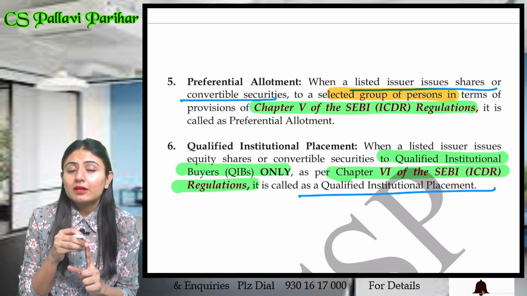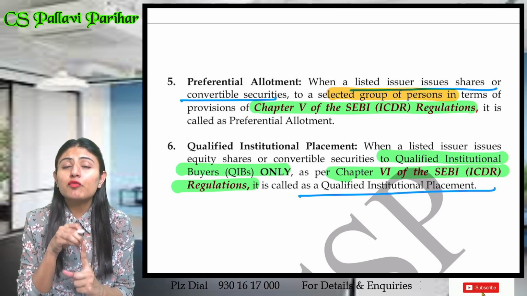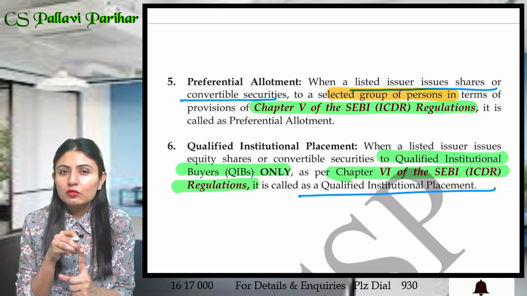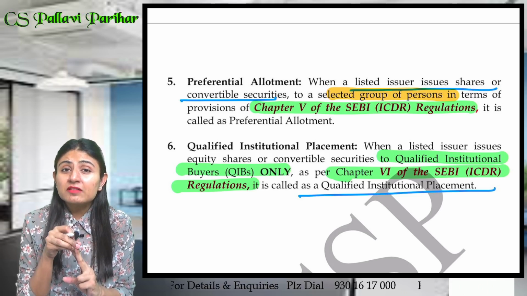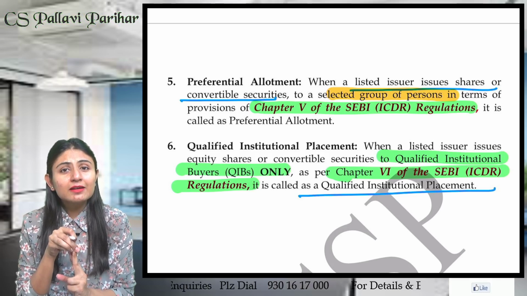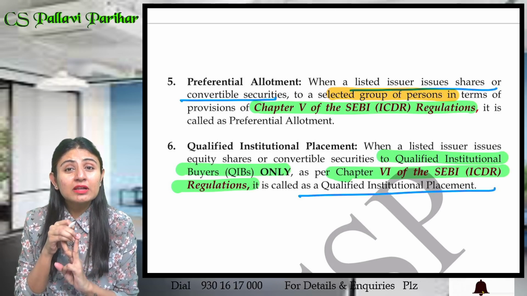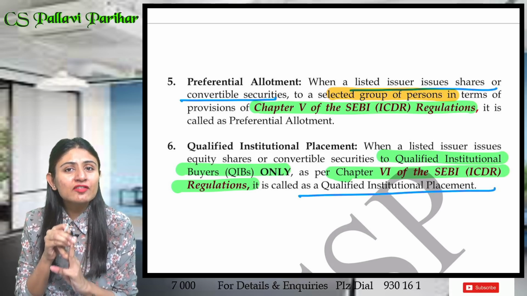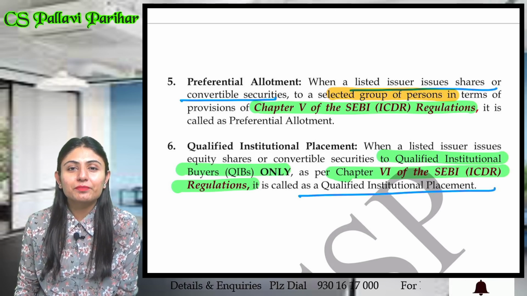So its base happens to be the same: selected persons, whether it is private placement, preferential allotment or QIP. But selected persons not exceeding 200, private placement. Selected persons alongside conditions of Chapter 5 of ICDR, preferential allotment. Selected persons include only qualified institutional buyers or investors, alongside Chapter 6 being complied with, qualified institutional placement.